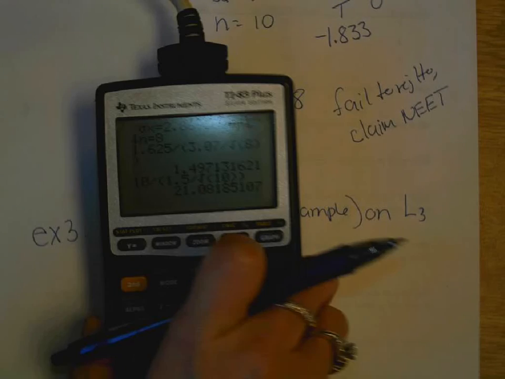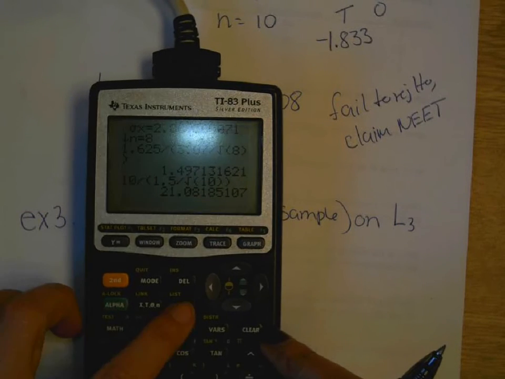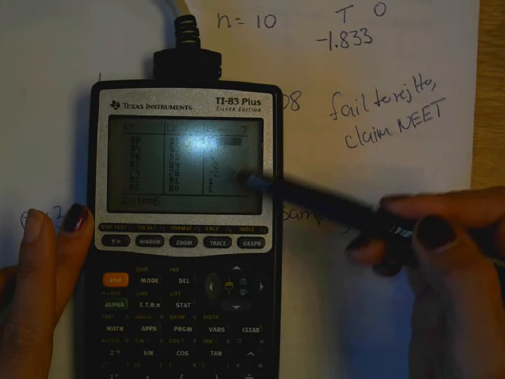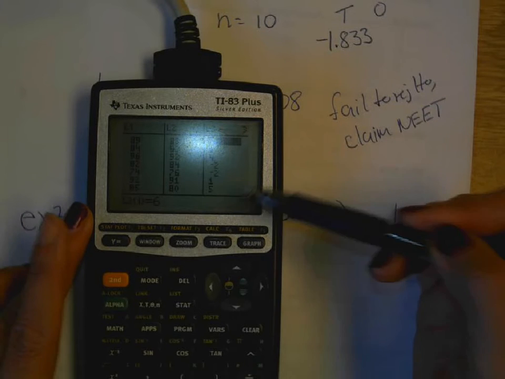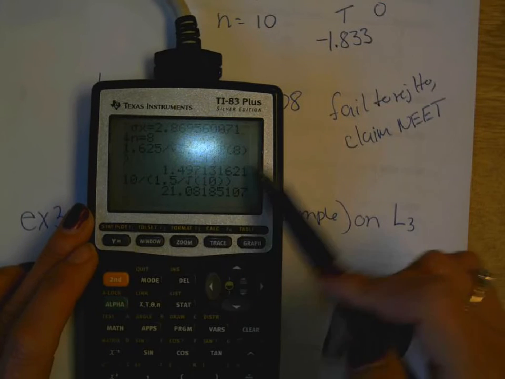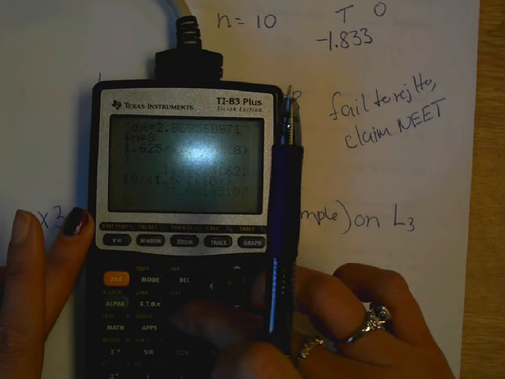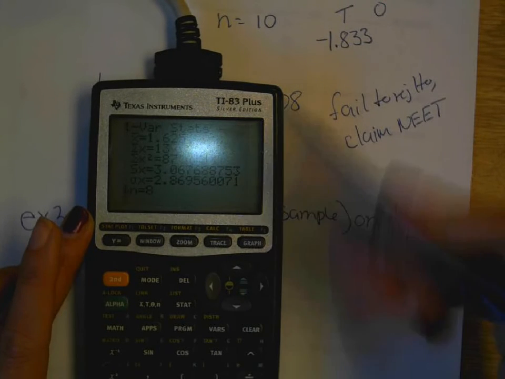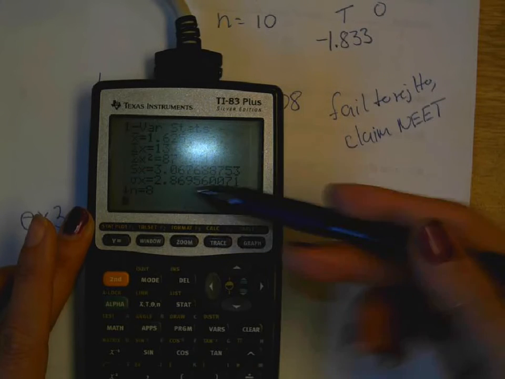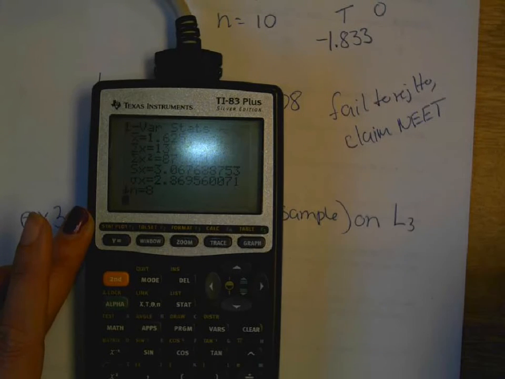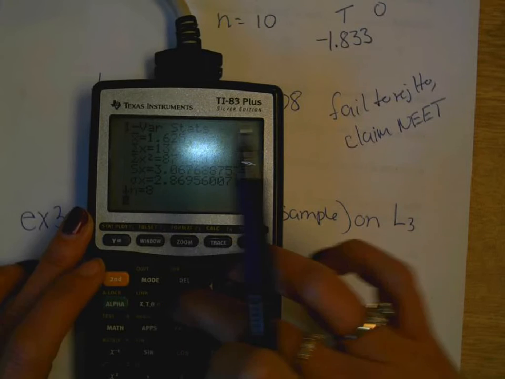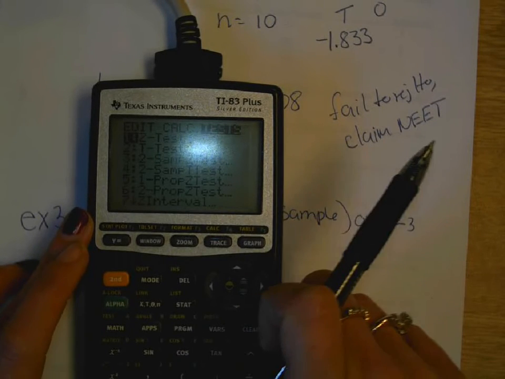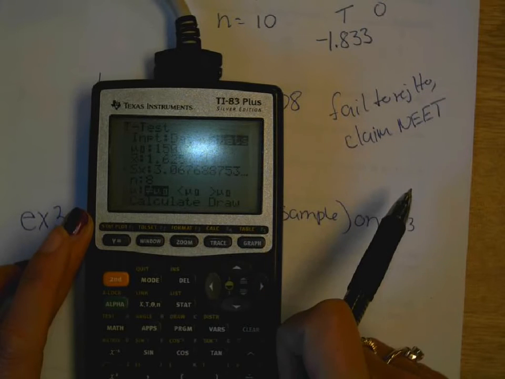So with the golfers, you would do the same thing. You would put your before in list 1, your after in list 2, subtract them to get list 3. Quit and run one var stats on list 3, and I think I already did that. Because when you run one var stats, I think it kicks all this information into the programs. Now let's go to t-test. We want the regular old one sample t-test.